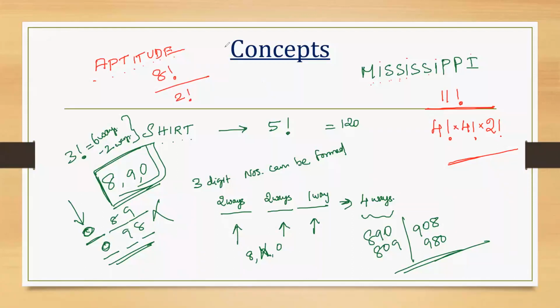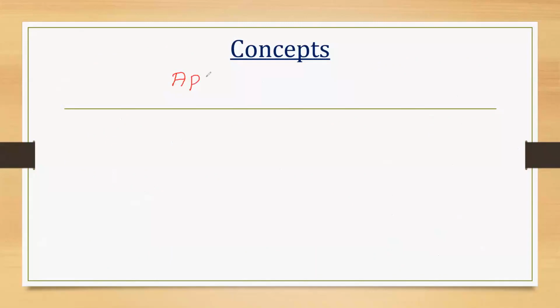For the same question, aptitude, find the number of ways to arrange aptitude in such a case that vowels are always together. For aptitude, how many ways can you arrange the word without meaning, with the condition vowels always together?